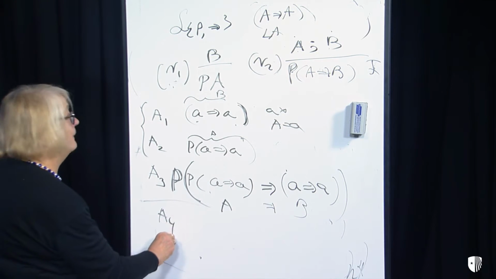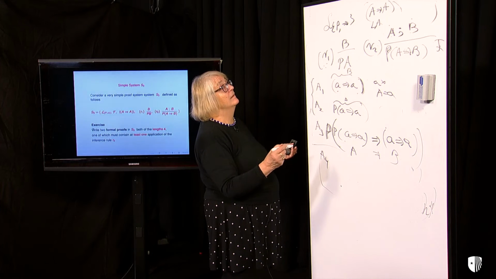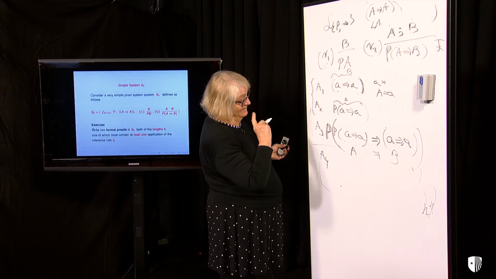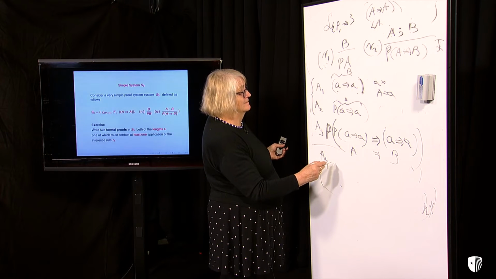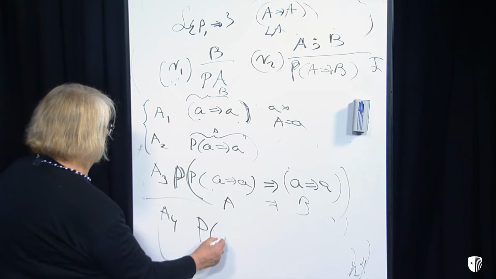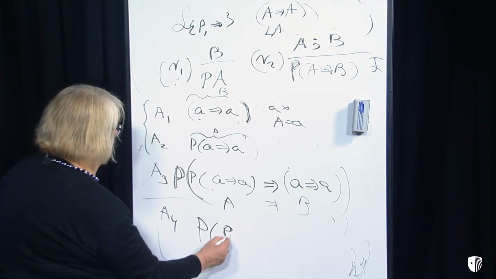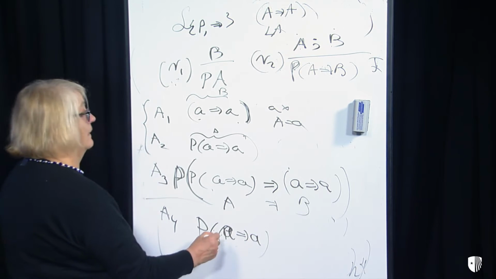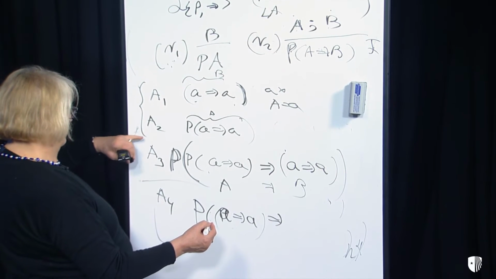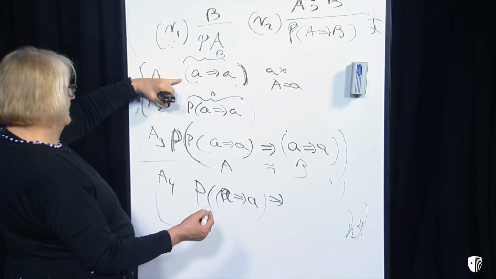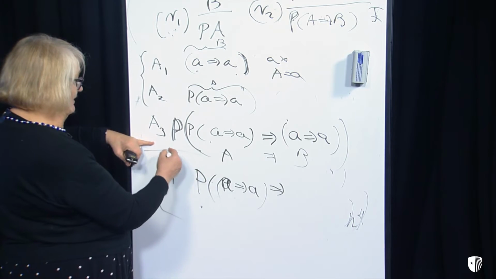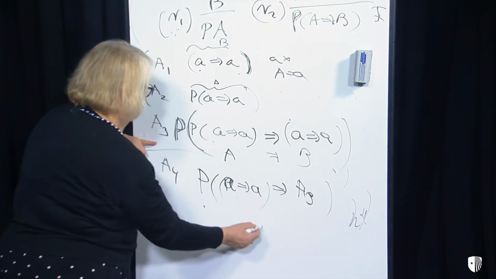I can write A4, and I write P, A implies A, for example, implies, that I took this as A, and I take this as B. That would be too much writing, right? 8-3. You see, I can write here. And that is a proof.